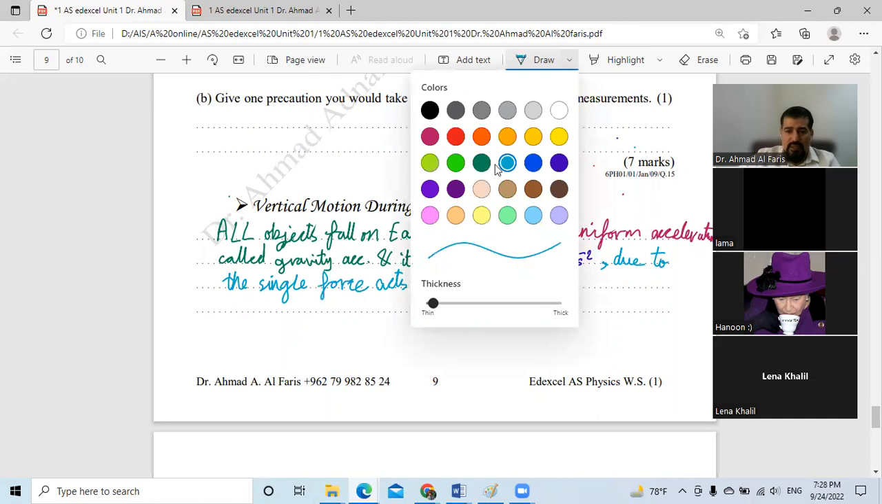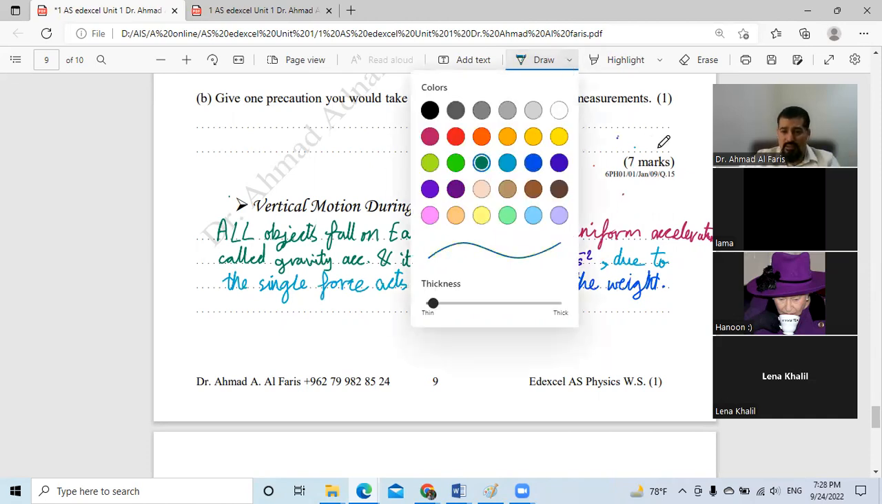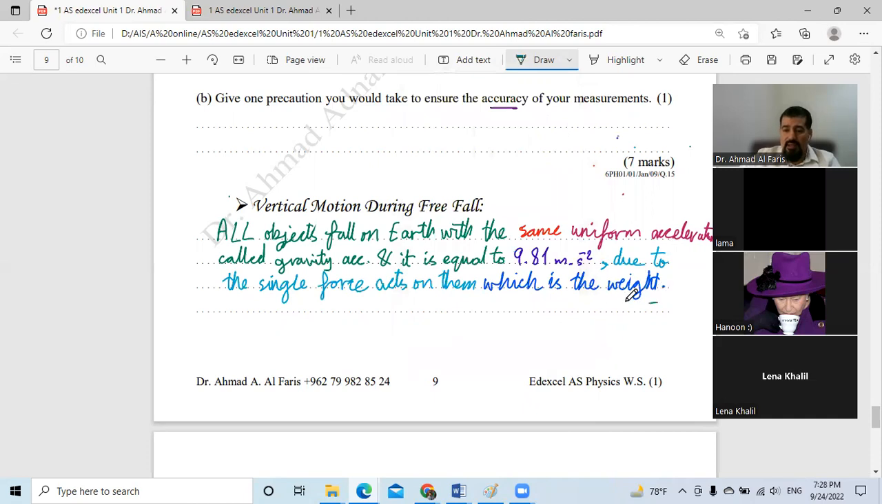their weight, which is the weight. Each object has a different weight, but this is the single force, and this weight is equal to mass times gravity acceleration, as we're going to explain. That's why there's only what? Yes, I said weight, I didn't say gravity.